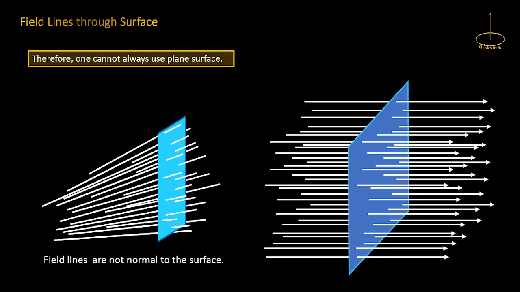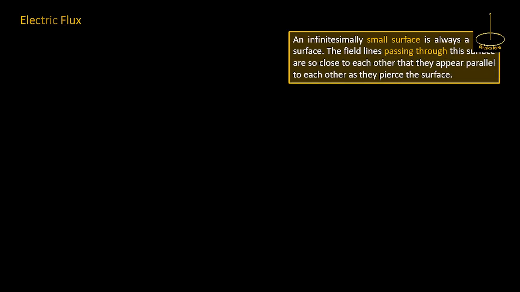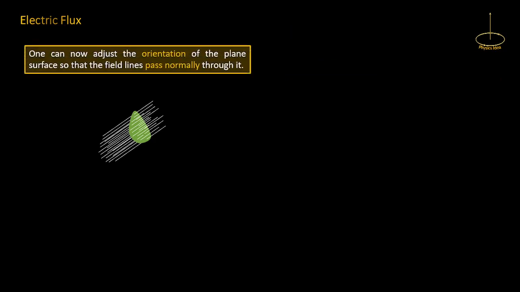Therefore, one cannot use plane surface. Electric flux: an infinitesimally small surface is always a plane surface. The field lines passing through this surface are so close to each other that they appear parallel to each other as they pierce the surface. One can now adjust the orientation of the plane so that the field lines pass normally through it.